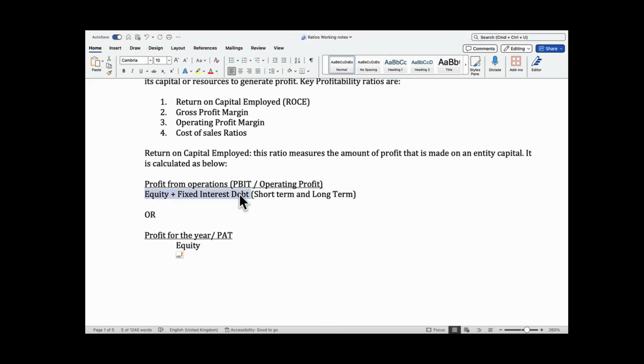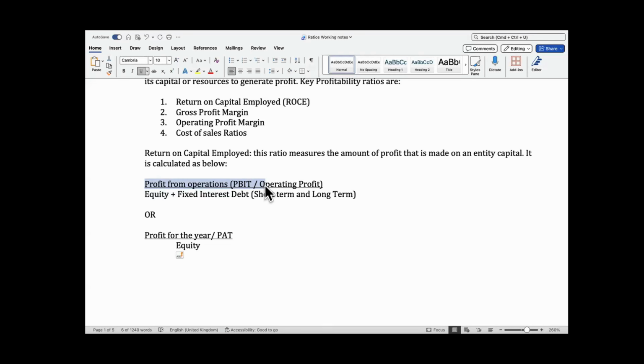If they tell you that, and you go ahead and use either PAT or PBT as your profit, you are wrong. If the examiner tells you that the capital employed should be seen as equity plus debt, you must, as a matter of compulsion, use the profit as profit from operations. It has to be PBIT. And that's the technicality I need you to note here when it comes to return on capital employed.